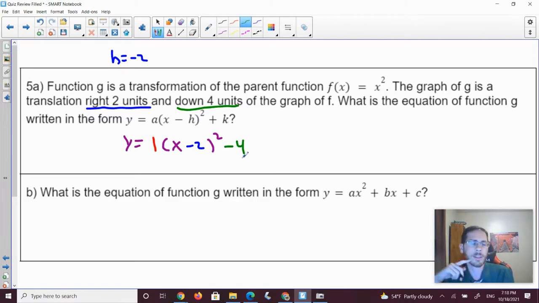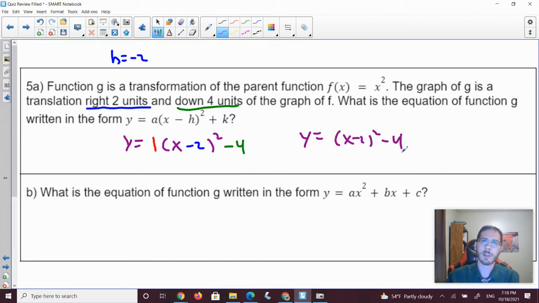And we're actually done. That's all we have to do. You don't actually need the 1, so if you really wanted to, you could rewrite it as y equals (x minus 2) squared minus 4, but both are totally fine.